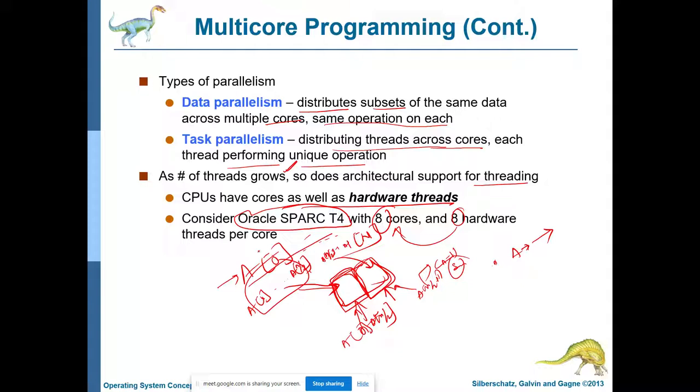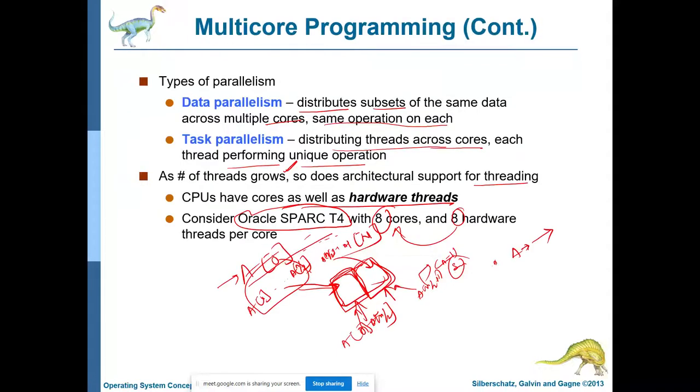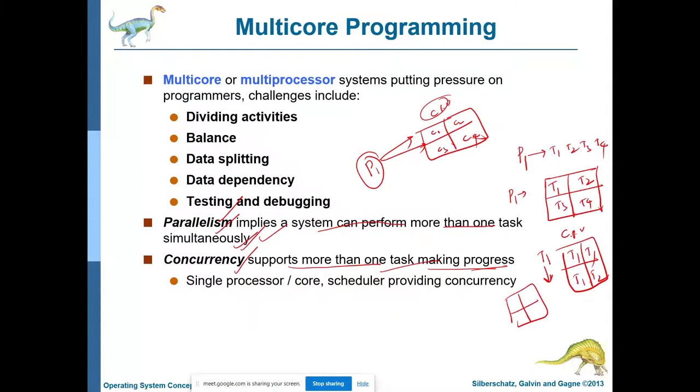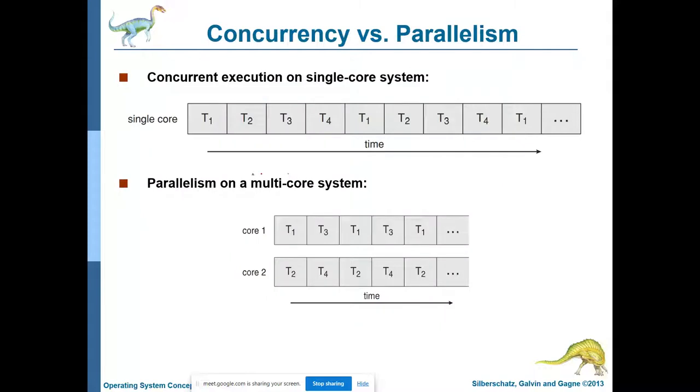So that is an example of how hardware is going to support this. This is about multi-core programming. As I said, what is concurrency? Now we are given parallelism and concurrency. For example, on a single core, how will concurrent execution be done?